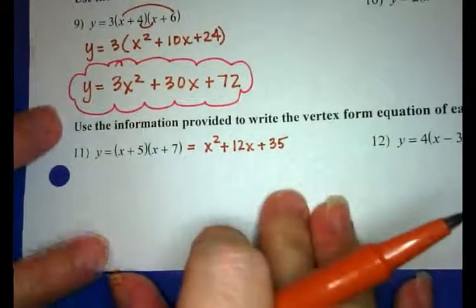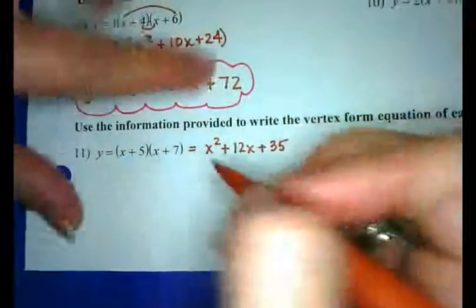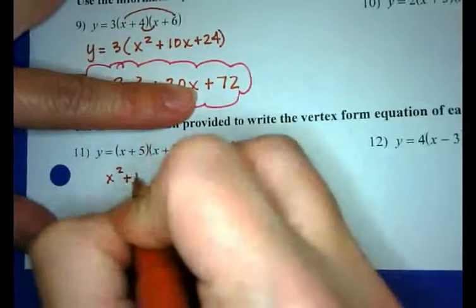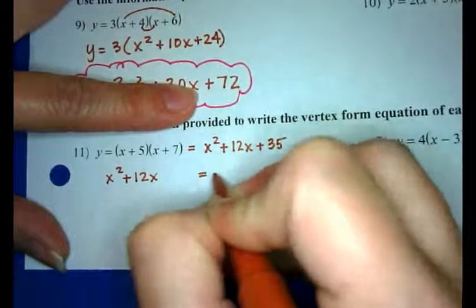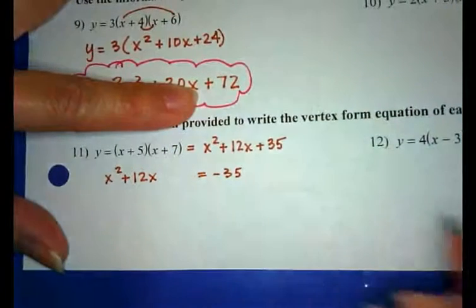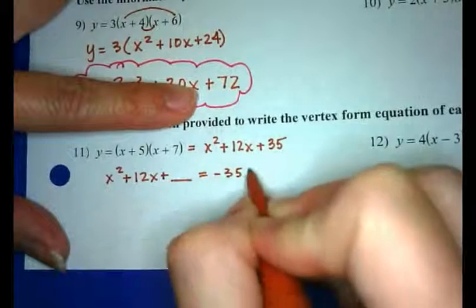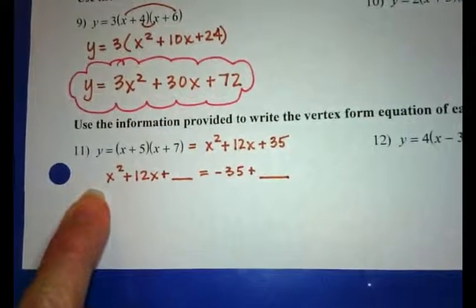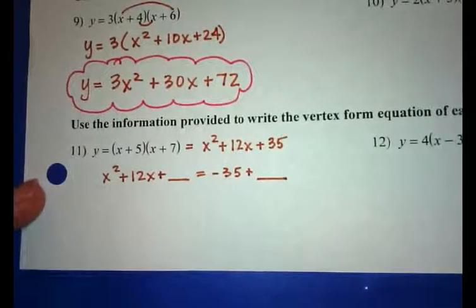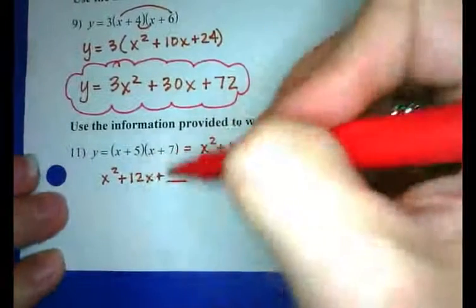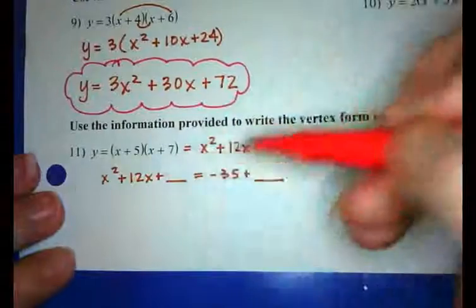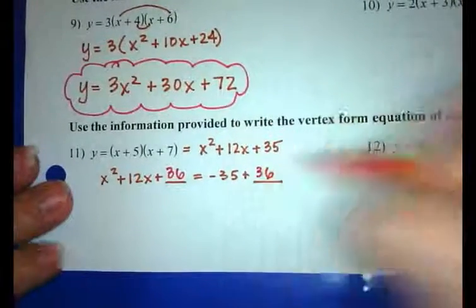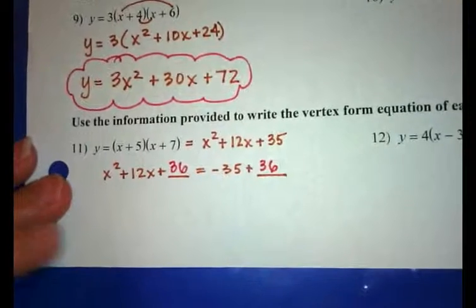Alright, now that I have that, I'm going to work on completing the square. So I'm going to move the 35 over to the other side. So I'll have -35. And then I'm going to put a plus blank and a plus blank. And our leading coefficient is 1, so we don't need to worry about factoring anything out to get rid of that. This number right here, I'm going to get by taking half of 12, which is 6, and then square it. So this is going to be 36, and then this one over here will be 36.